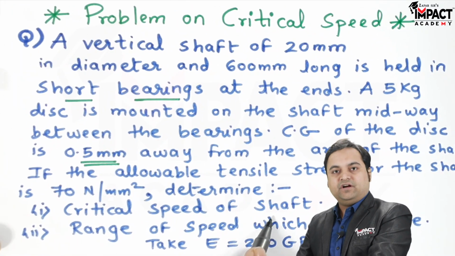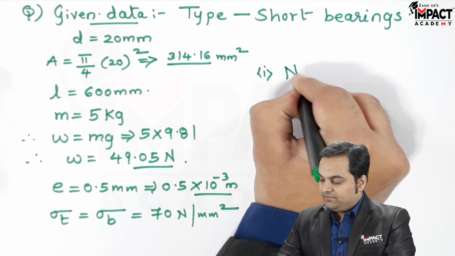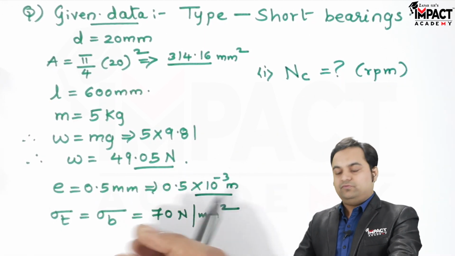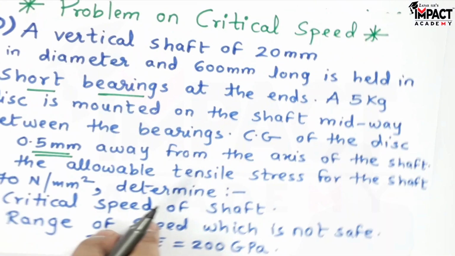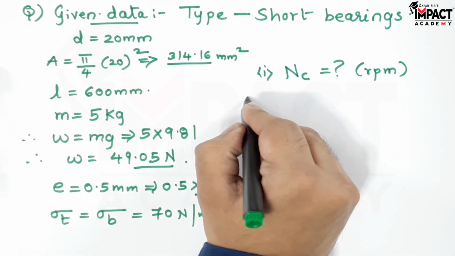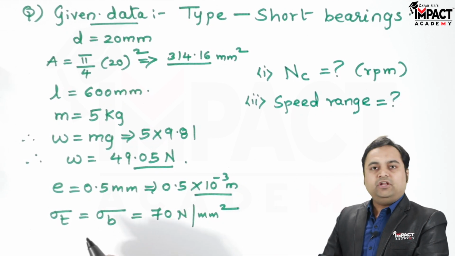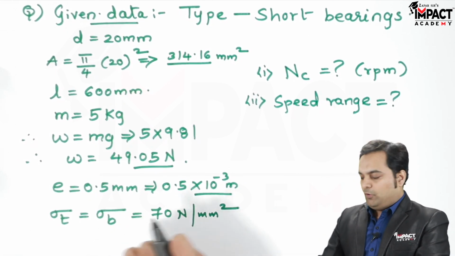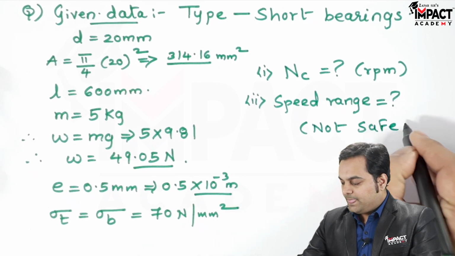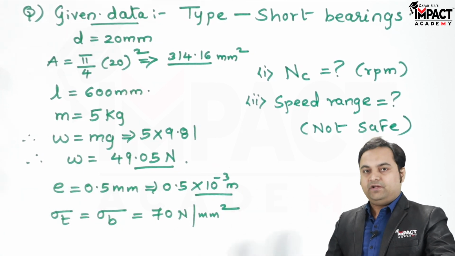Next, determine the critical speed of the shaft. So we have to find what is the critical speed of the shaft, denoted by n suffix c. I'll find the speed in terms of rpm. Nothing is mentioned in the question, so we'll find it in terms of rpm. Next, the range of speed which is not safe. So we have to find out the speed range. Speed range in which the shaft should not be operated means it is the not safe range of speed, because in that speed range the shaft may break.